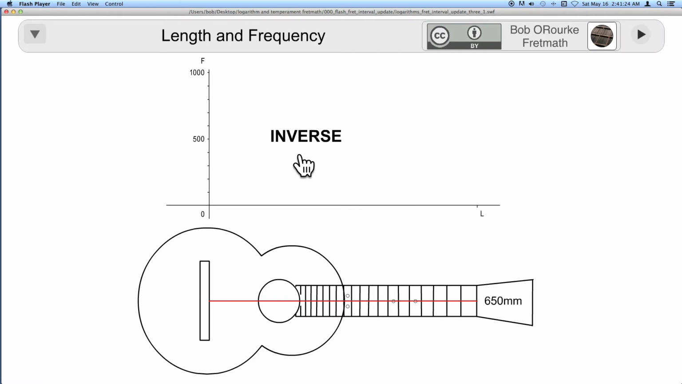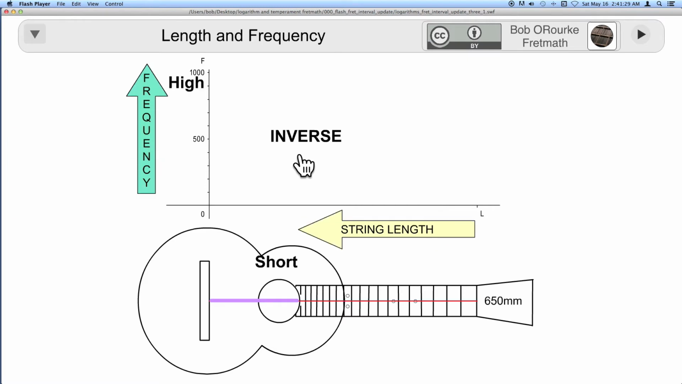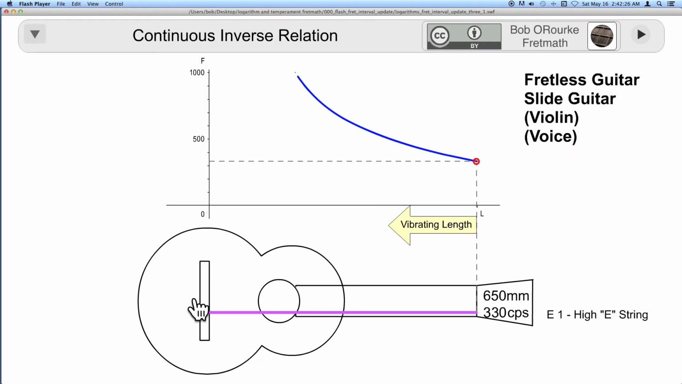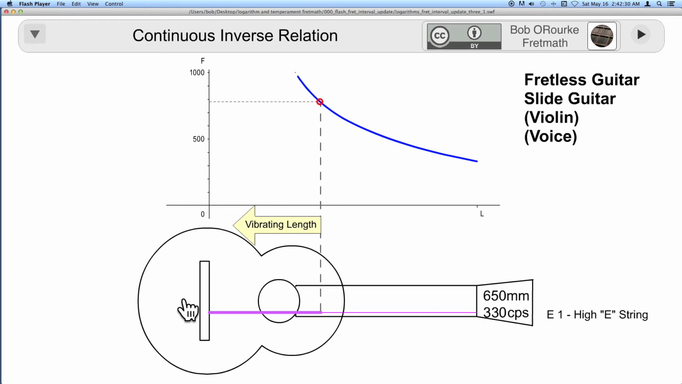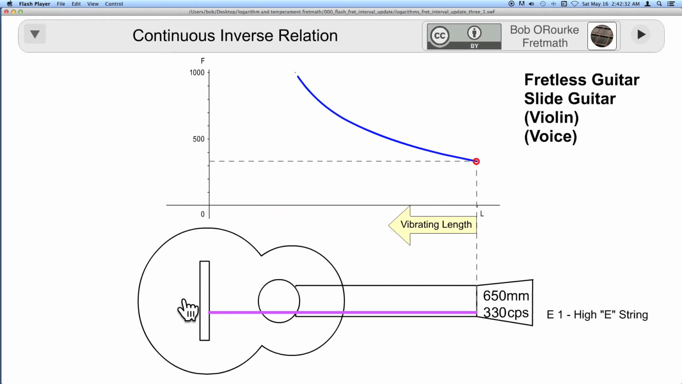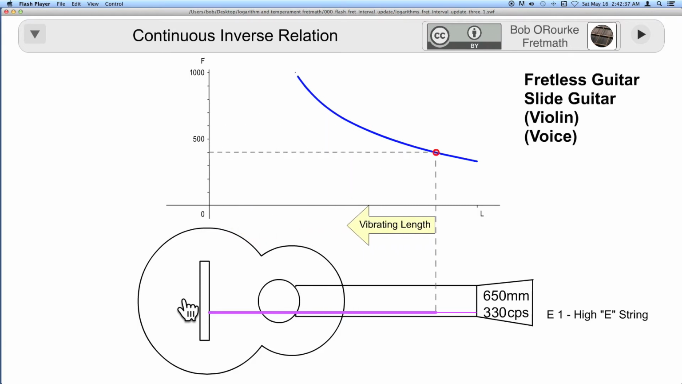Now for some basics on the application of Napier's logs to the guitar. This is an inverse relationship, string length and frequency. The longer the string length, the lower the frequency, and the shorter the string length, the higher the frequency. An instrument like a slide guitar, a violin, or the voice, they are not restricted to equal tempered frequencies. And if they play alongside a guitar or a piano, they got to make some adjustments. You want to be aware.